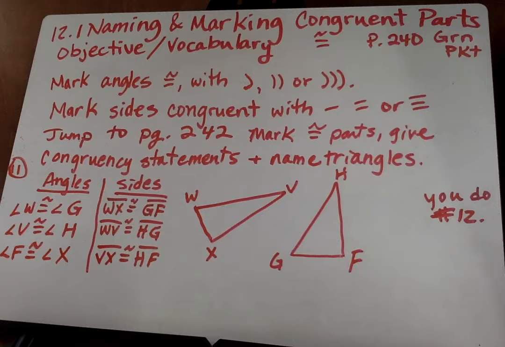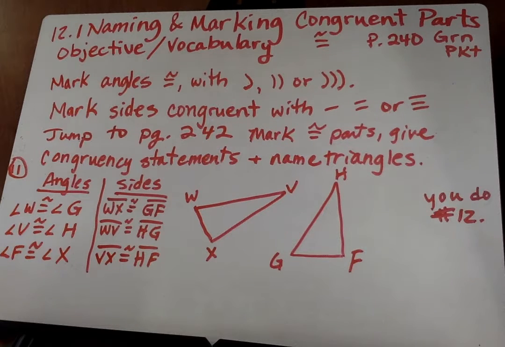For example, XY is congruent to IG in the example there, and there's one line through each of those. YZ is congruent to GH, and there are two little lines on each of those two sides, indicating that. And ZX, there are three lines through that line segment, is congruent to HI, and again, three lines there.